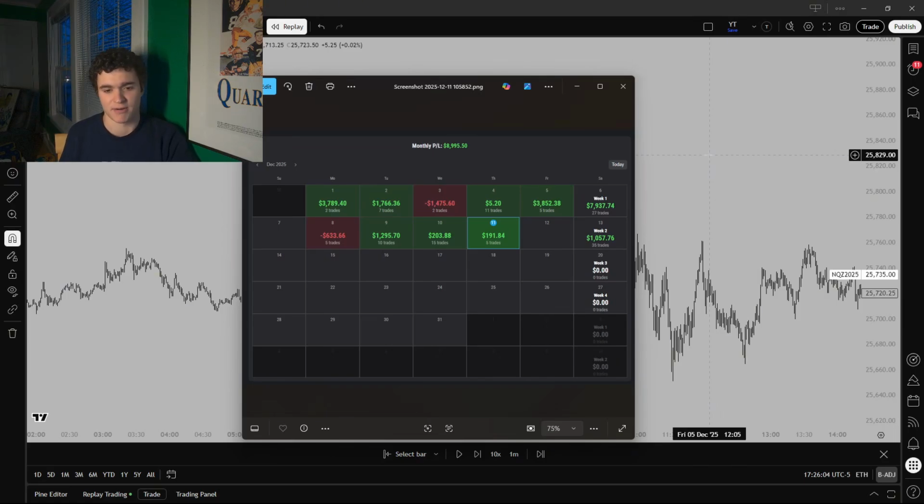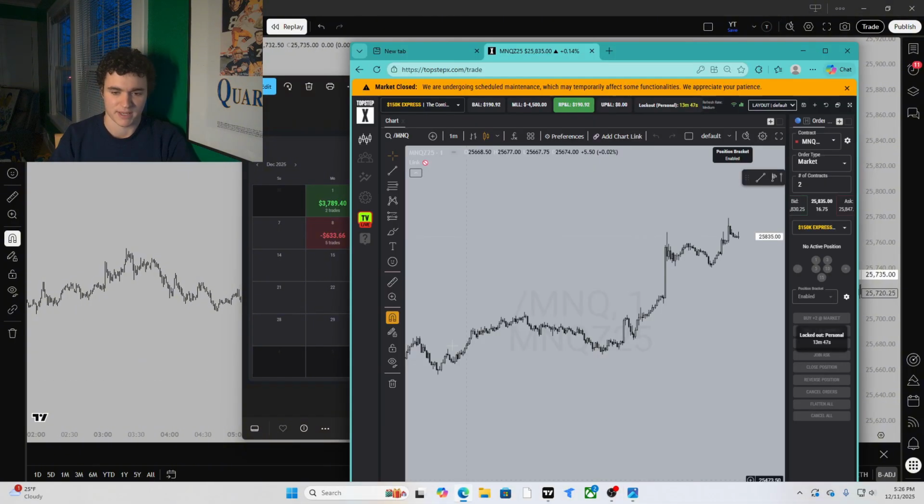Today I'm going to show you guys how I passed this Topstep 150K combine in 2 weeks without full porting it, without gambling, or any of the other degenerate stuff that you guys might do. So let's go into the Topstep account to show you guys first.